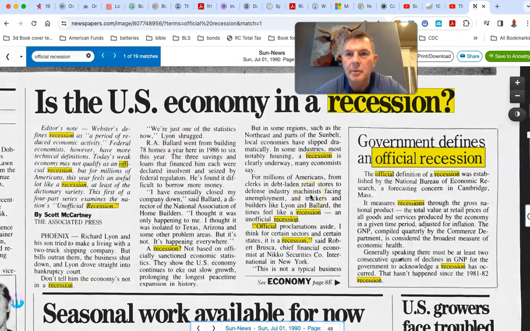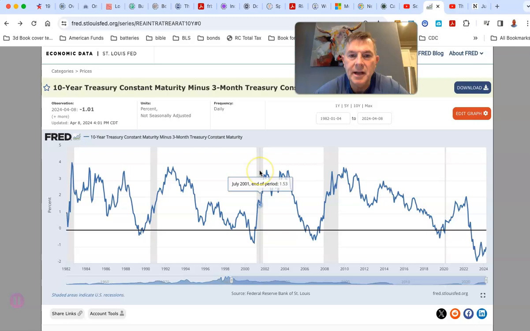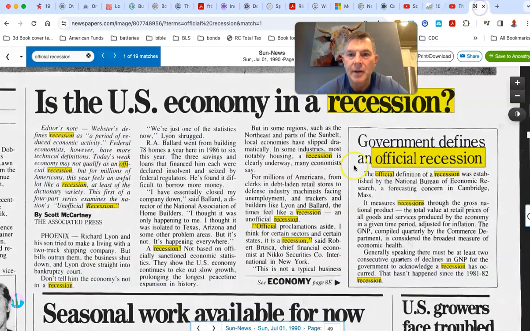Is the U.S. economy in a recession? This is July of 1980. So let's go back here. In July of 1980, or was it 1990? Excuse me, 1990. We were in a recession right here. It started in June of 1990 and it ended in February 1999. But here it is in July of 1990.